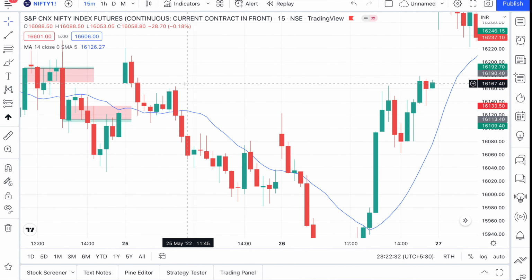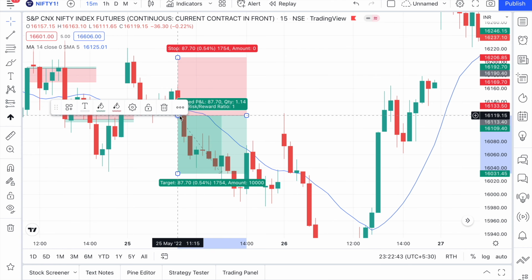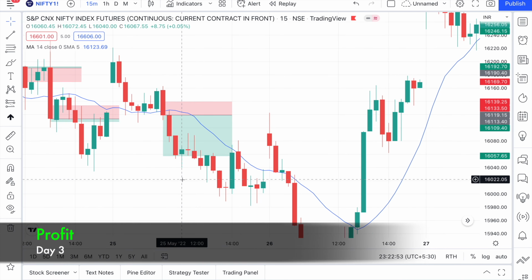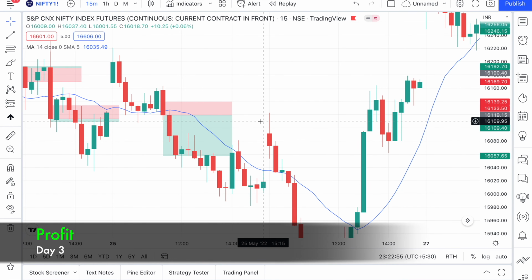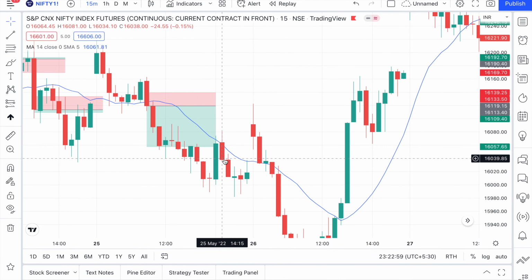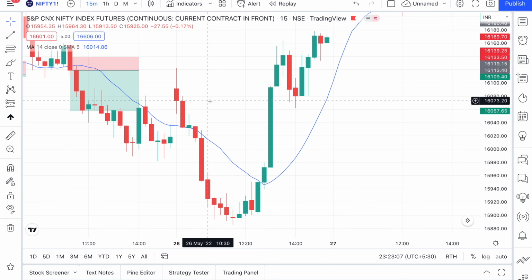Moving to day 3. You can see here it closes below the moving average line. We take the trade and we book a profit. Again on the same day, you can see here we have one more opportunity for a trade. We won't be taking it as it's very near market closing time. I have a rule to never take any intraday trade within 1 hour of closing.